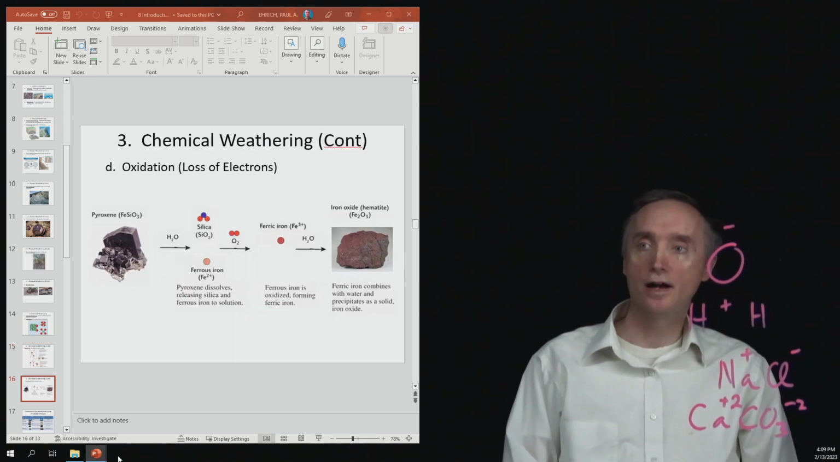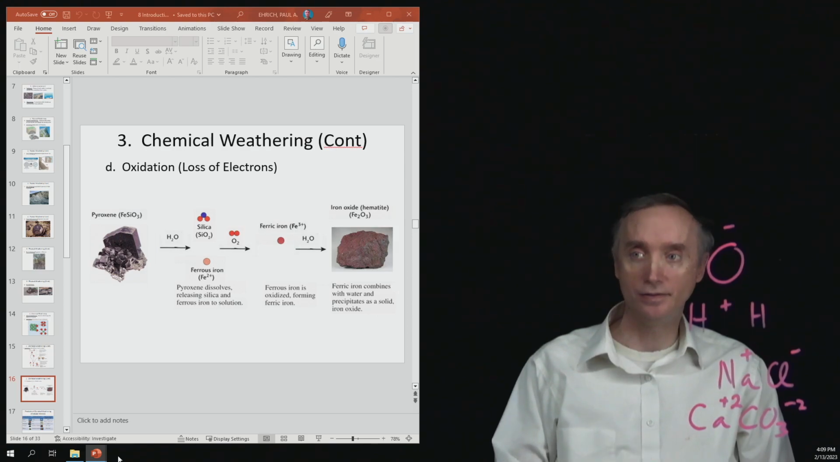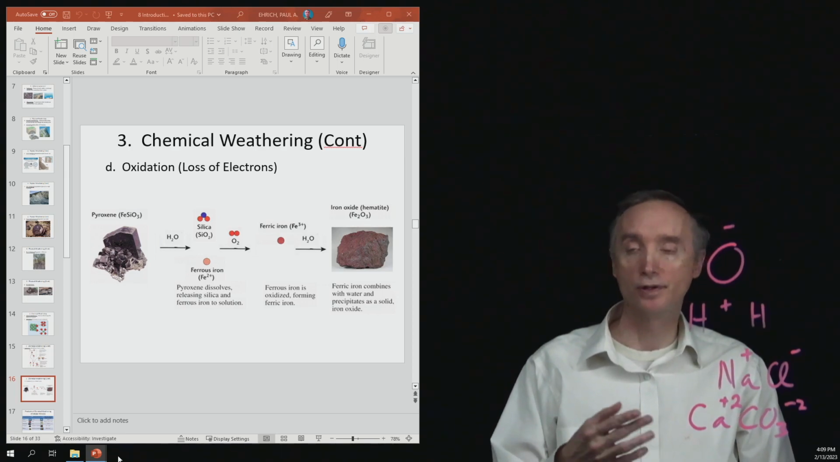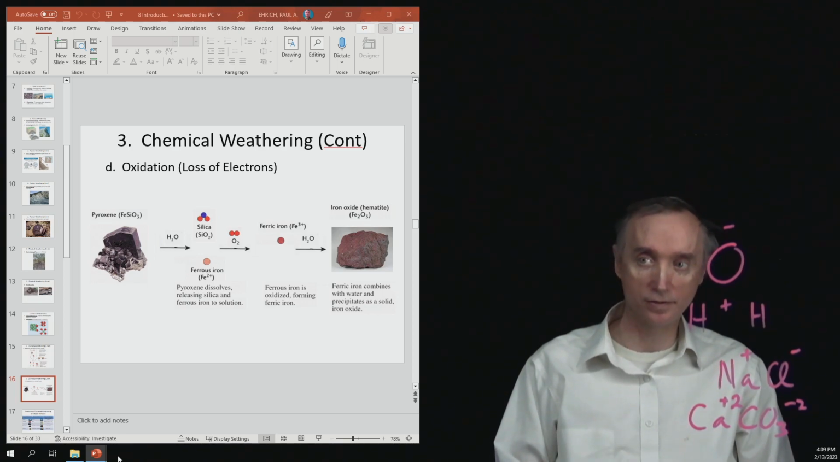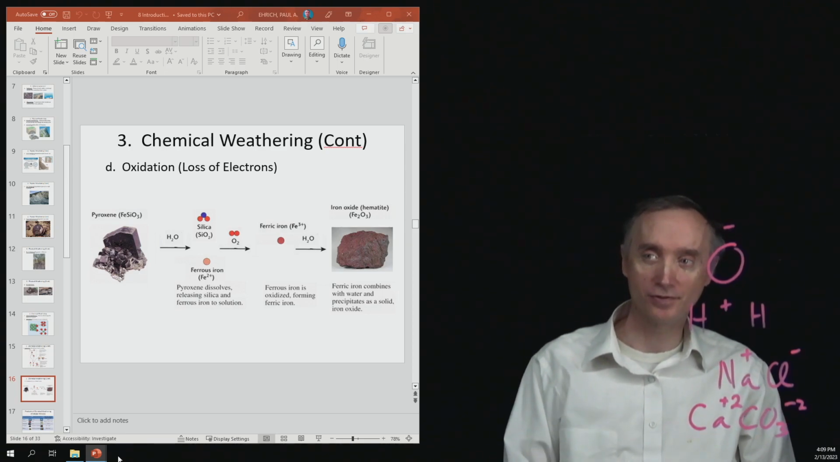Okay, then you've got another one, and this one is called oxidation. Oxidation is defined as when a particular substance loses electrons. For you chemistry people, if something gains electrons, we say it's being reduced. So oxidation is the loss of electrons, reduction is the gain of electrons. Okay, that's not really important. So let's just look at the chemistry of this.